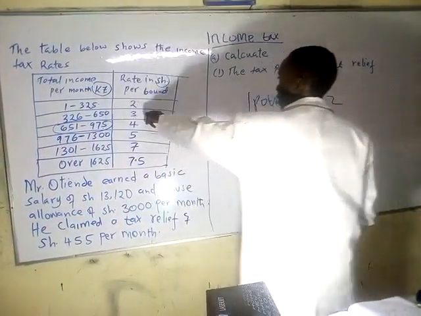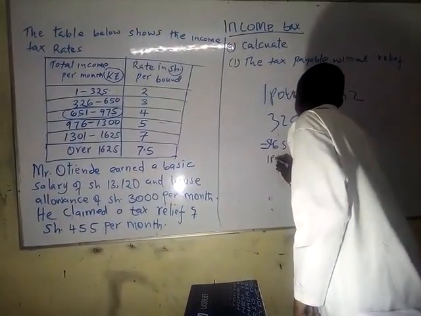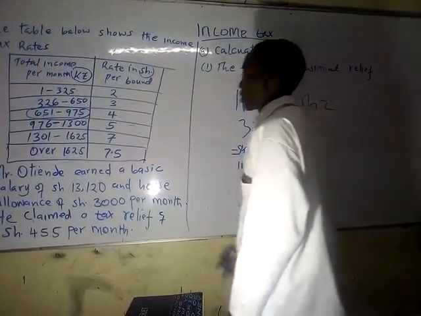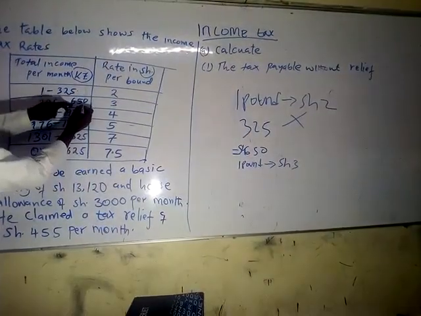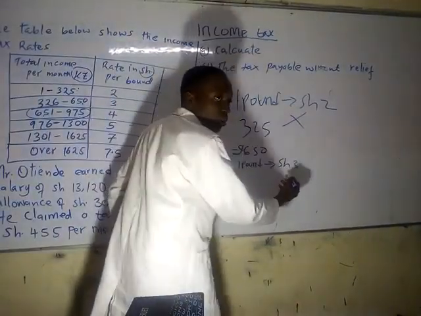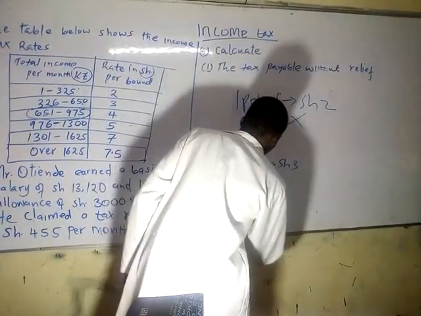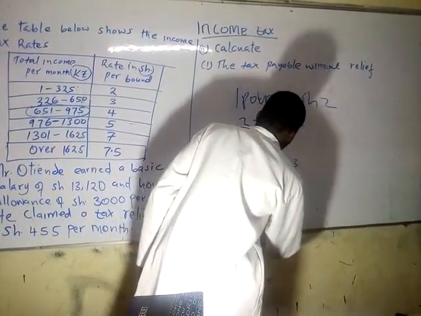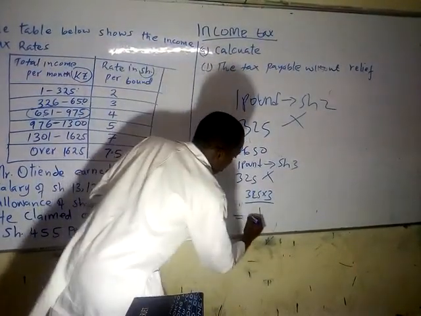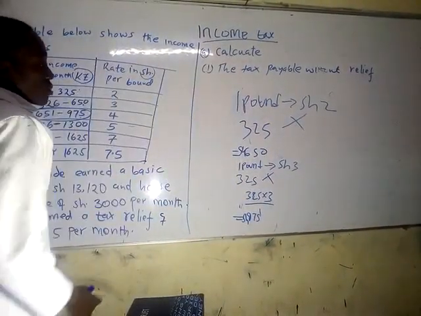You come to the second band. The second band is rated at 3 shillings per pound. So you ask yourself, 1 pound is 3 shillings in the second band. So in our second band, you take the second one, 650, you minus the upper one, 650 minus 325, which gives you 325. What about 325? Let's multiply. So it will be 325 times 3 all over 1, which gives you 975 shillings. Remember that our rate will be in shillings.